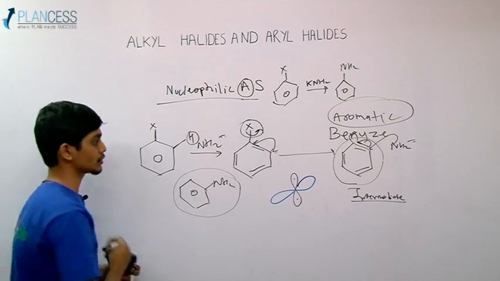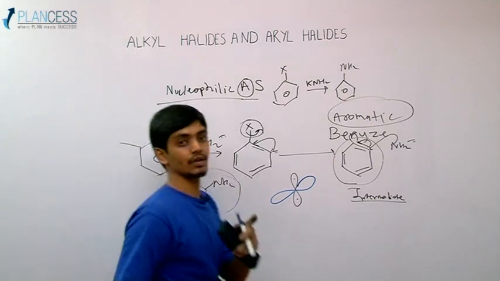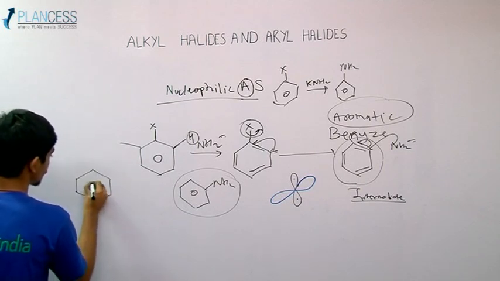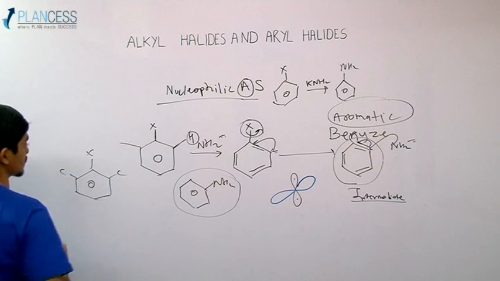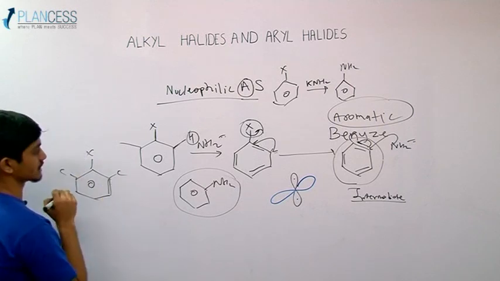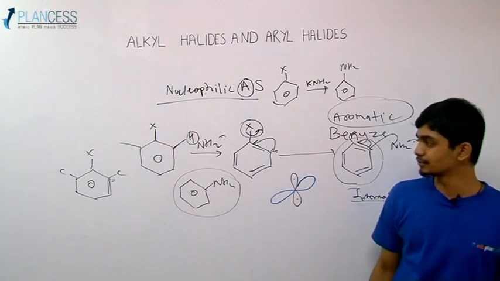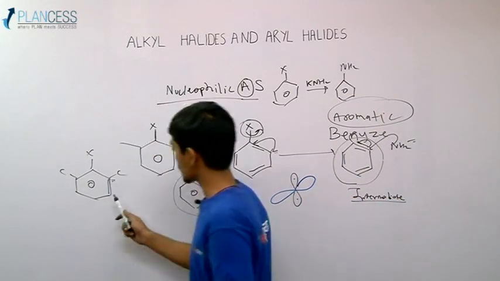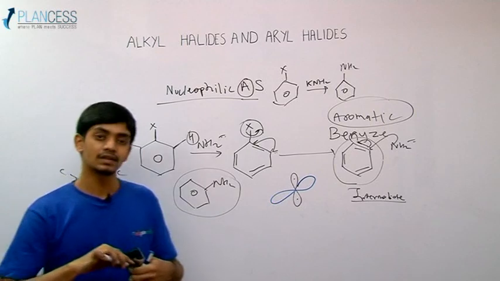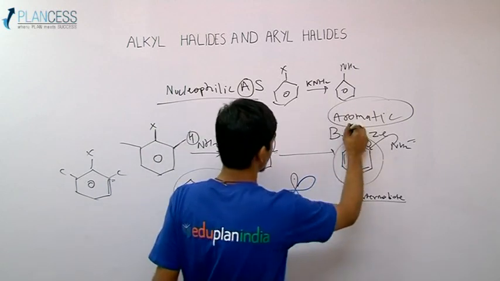And from this mechanism you can also say that if these two ortho positions are occupied, then this reaction cannot take place. For example, if we have X, CH3, CH3, then there is no hydrogen directly attached to this carbon, so that a negative charge can come over here and we can get this type of mechanism. So that is why we should have empty ortho positions to this halide, so that this kind of reaction can take place.